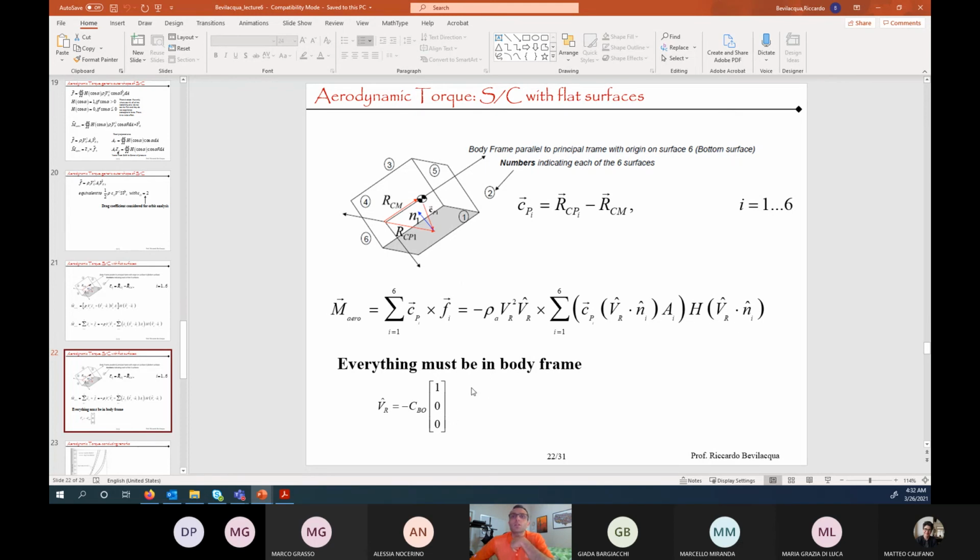So the one thing that needs to, for example, be transformed is the velocity of the atmosphere relative to the spacecraft. If you assume that the atmosphere is fixed and the only thing that is really moving is your spacecraft, then in the orbital axis for a circular orbit, your velocity is pointing in the x direction. So you have a vector that looks like this, 1, 0, 0. But your satellite will have some orientation in space, and so you have to apply a rotation matrix that goes from orbital to body. And so that's something to keep in mind.